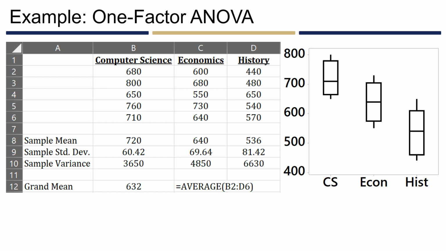Looking at the sample variances will allow us to check to see if the equal variances condition is satisfied. Notice that the history sample variance is 6630, the computer science sample variance is 3650. These are the largest and the smallest, and because the history sample variance is less than twice as large as the computer science sample variance, the equal variance condition is going to be satisfied here.